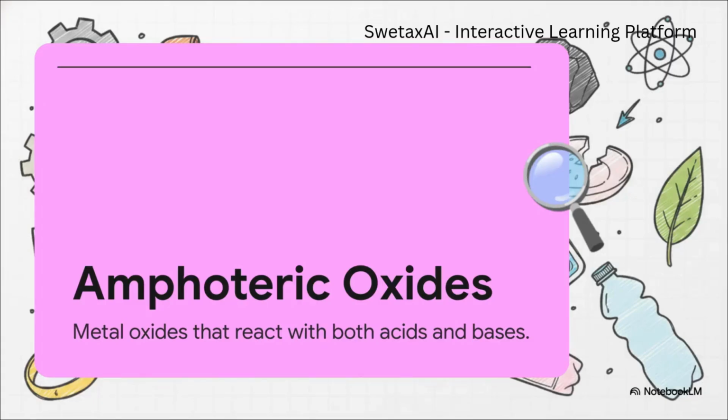Normally, when metals react with oxygen, they form metal oxides that are strictly basic. Copper and oxygen make copper oxide, pretty straightforward. But then you have these chemical double agents known as amphoteric oxides. Elements like aluminum and zinc don't just pick one side. Their oxides uniquely react with both acids and bases to produce salt and water. They are highly adaptable when things get volatile.